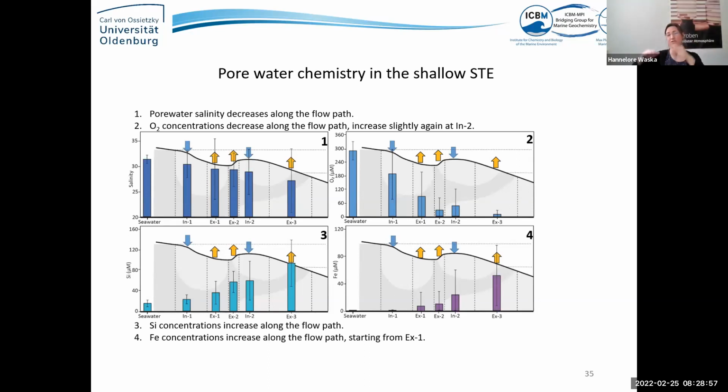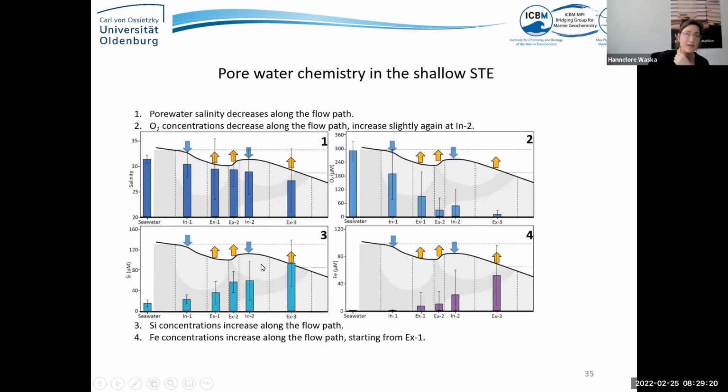But because the morphology changes all the time, these in- and exfiltration systems also change all the time. So that's why I'm saying it's an approximation, a two-plume system for convenience. We can also see that the oxygen concentrations, of course, decrease along depth. And even if we have infiltration, the general pattern is just a decrease from the high water to the low water line.